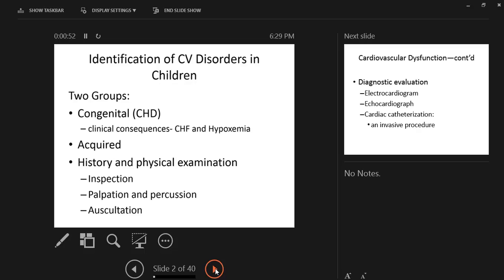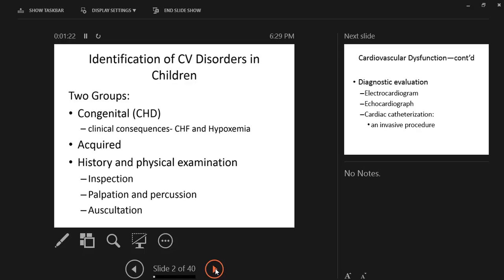Any symptoms such as poor weight gain, poor feeding habits, or fatigue during feeding also are suspicious, as are respiratory disorders that keep reoccurring, or if a child has exercise intolerance. There are two groups. There's congenital heart disease, which can result in congestive heart failure and hypoxemia, as can the acquired type that comes from infections such as rheumatic fever.